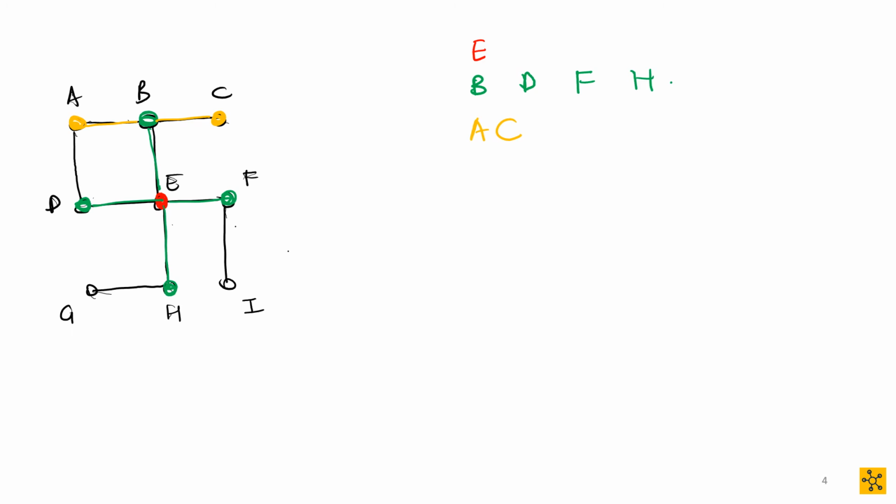Then we have to look at D. D doesn't have anything that we can activate. Then we look at F. F has I. Then we look at H, and H has J. And we're done. So again, if we had to answer this, we go by order of activation. So it's E, B, D, F, H, A, C, I, G.